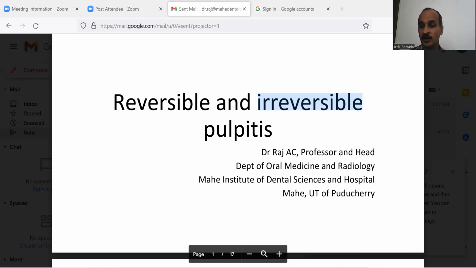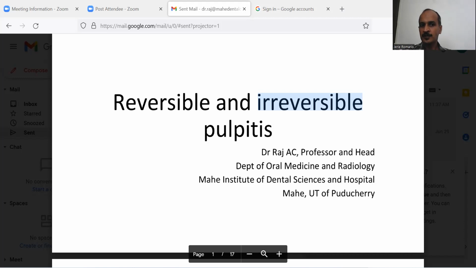And the patient cannot locate the tooth because the pulp is a visceral organ. The patient cannot know from where the pain comes. This pain lasts for more than 30 seconds. And these are the pictures of irreversible pulpitis.